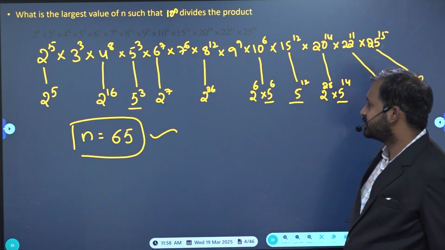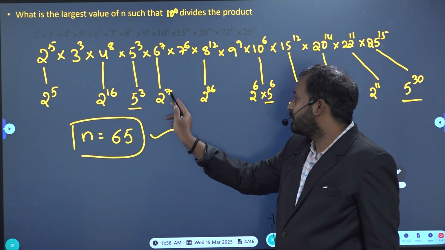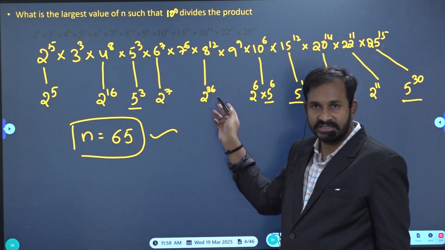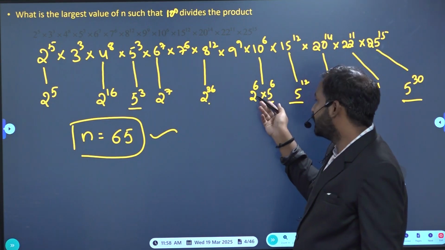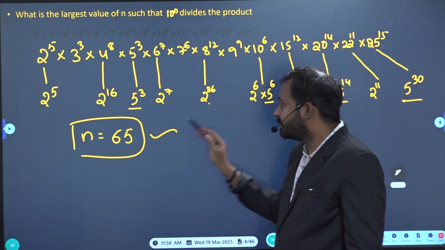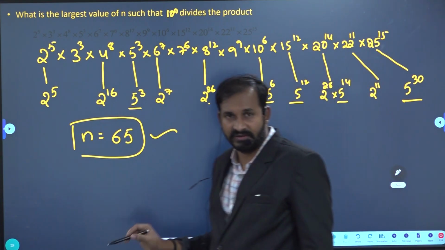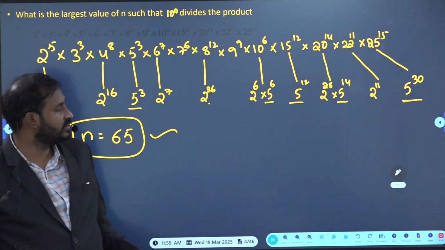If you have any doubt, just count the 2s. How many will we have? 5 plus 16, 21. 21 plus 7, 28. 28 plus 36, it becomes 64. Here itself it goes beyond that, so counting 2s is a waste of time. Simply count how many 5s there are. So the number of 5s here is 65. So the number of zeros is also 65.